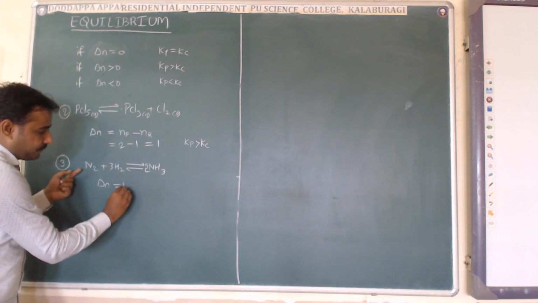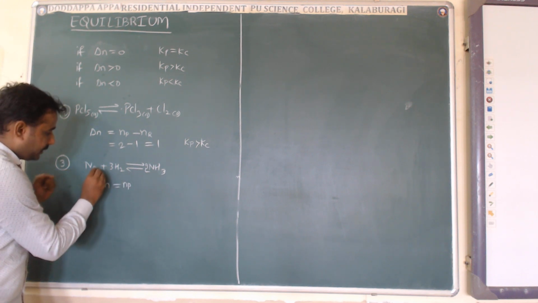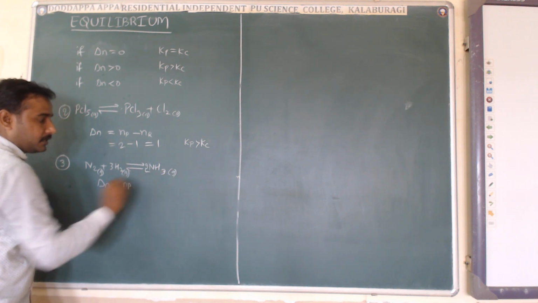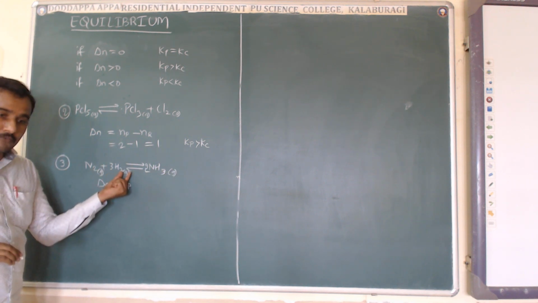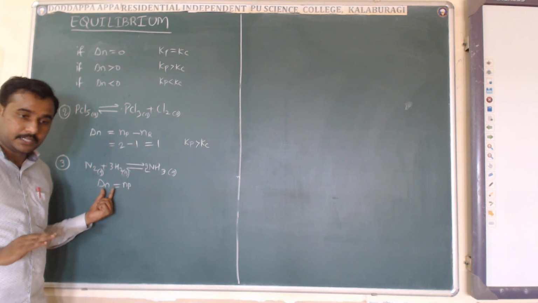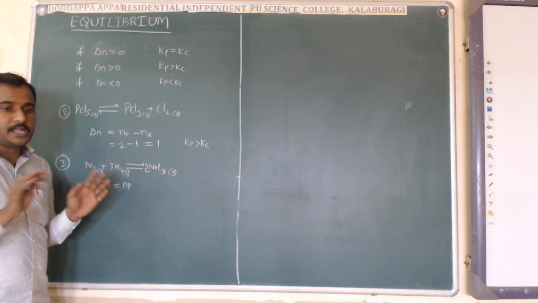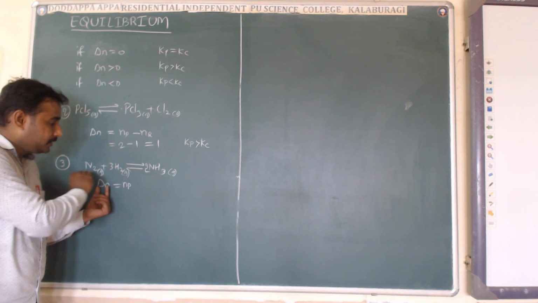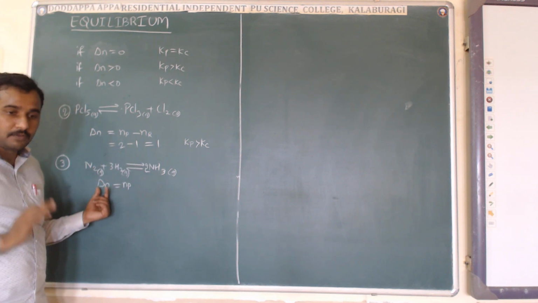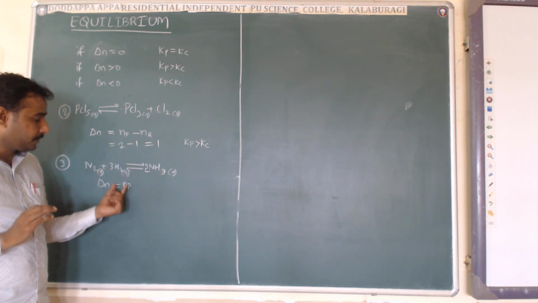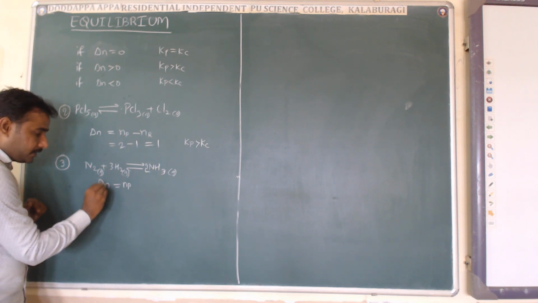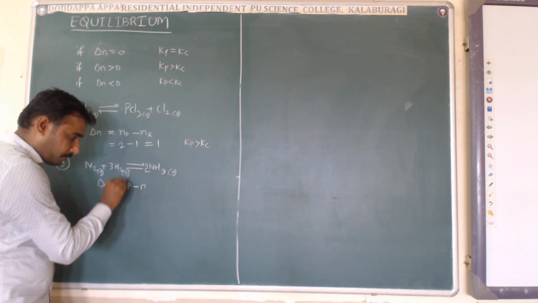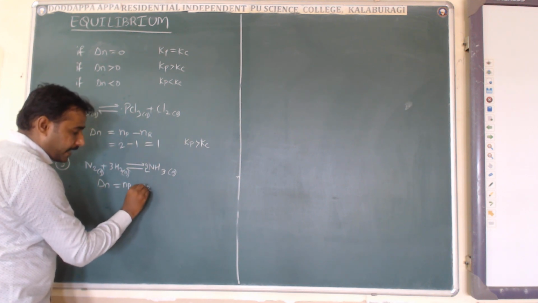The number of moles of gaseous product, and they should be present in the gaseous form only. Suppose one is a gas and one is a liquid, then delta n cannot be calculated. Keep that in your mind. You cannot calculate delta n for every reaction, only for reactions where all the reactants and products are in the gaseous form. Delta n is equal to Np minus Nr, the number of moles of gaseous product minus the number of moles of gaseous reactant.